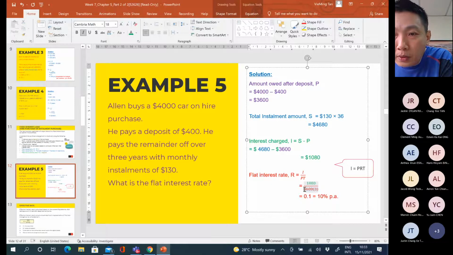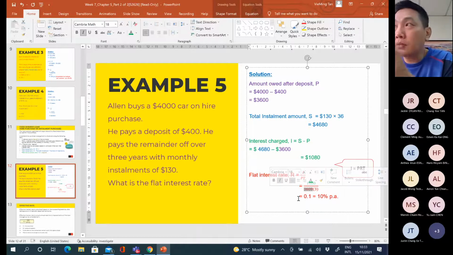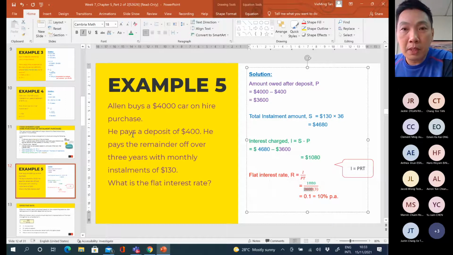So the technique is, when you see a question involving hire purchase, you must calculate the P value first. How to get the P value? You can use the list price minus the deposit. So get that value ready. The P value is very important for hire purchase questions. So make sure you get the P value ready first when the question involves hire purchase.